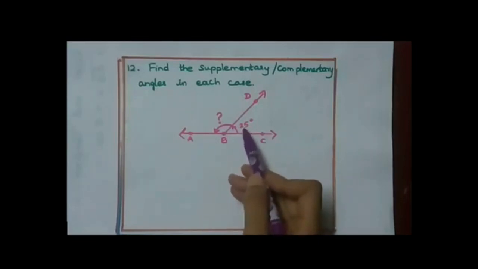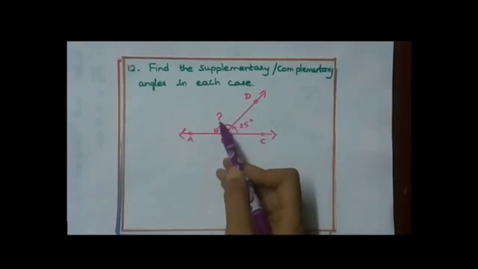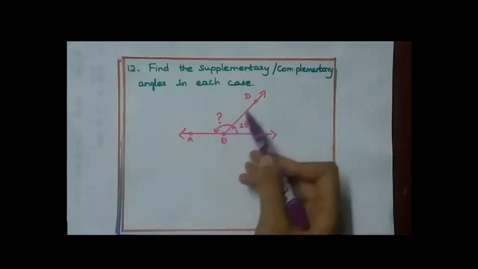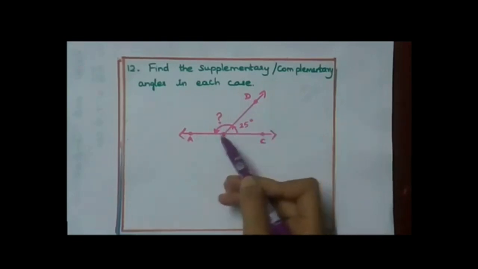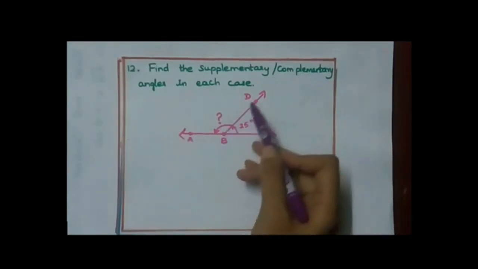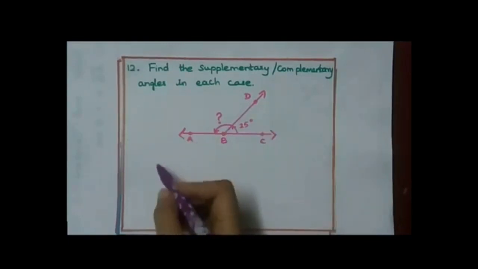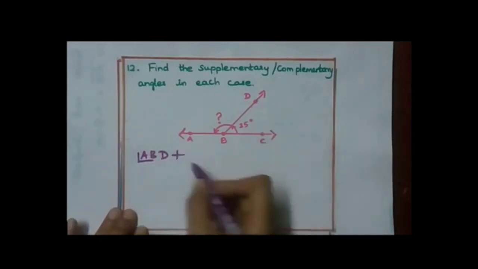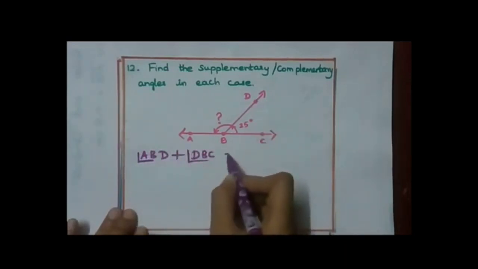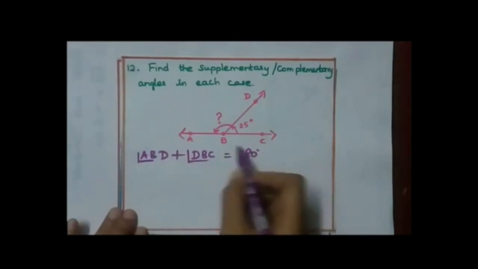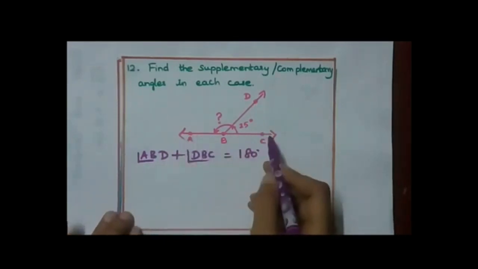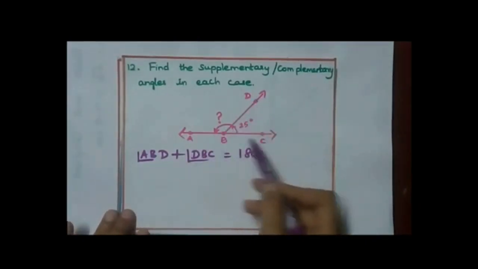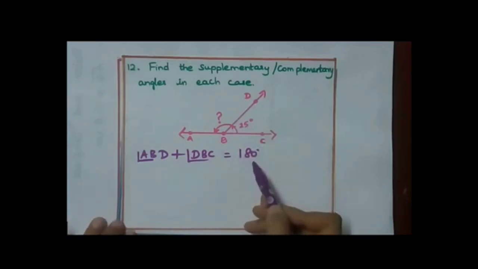So one angle is given, 25. You are asked to find the other angle ABD. Angle CBD is given as 25 degree. You have to find the angle ABD. So the angle ABD plus angle DBC will add up to 180 because the angle of the straight line is 180. So this is supplementary. So angle ABD plus DBC will add up to 180.